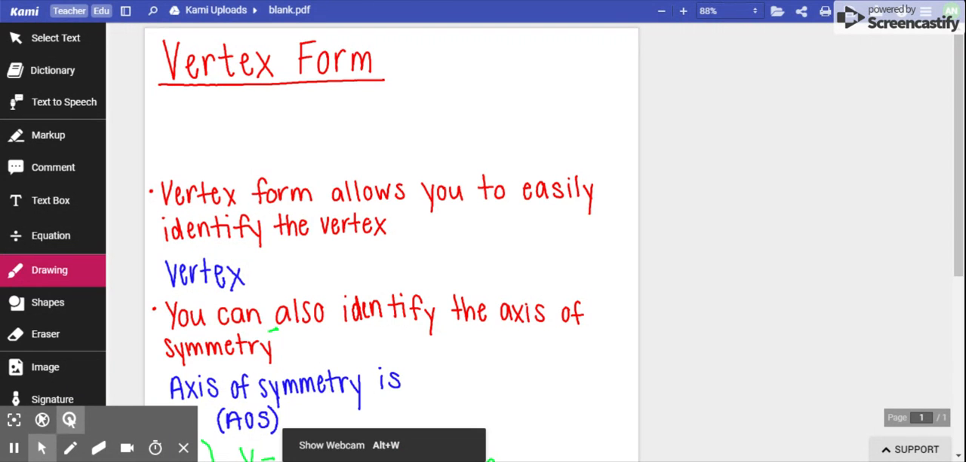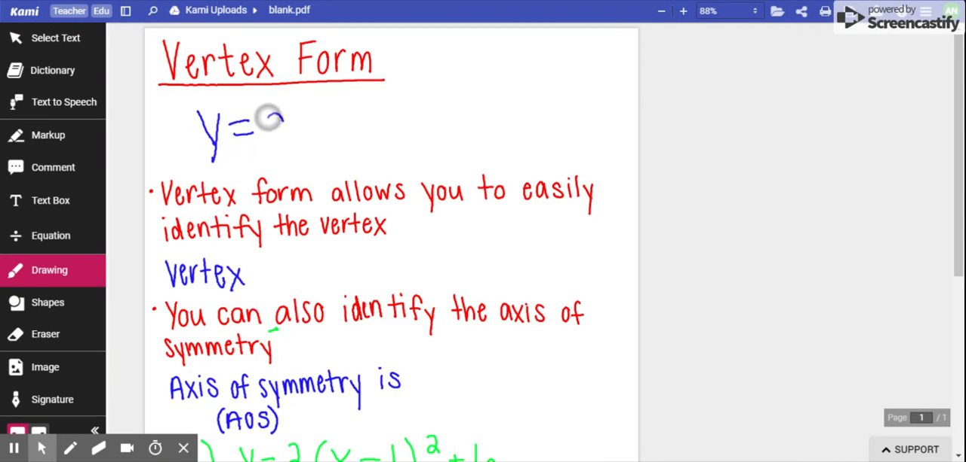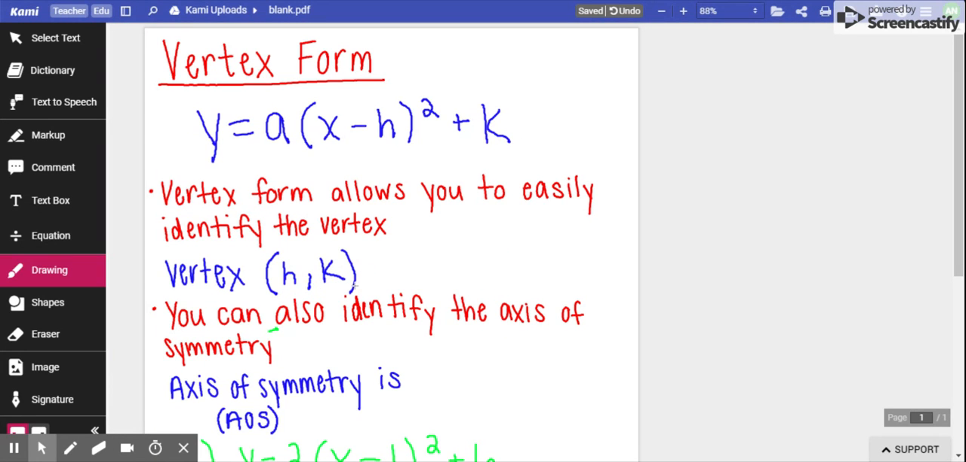Vertex Form is seen as this: y equals a(x minus h) squared plus k. If you remember back to the unit on transformations, a, h, and k should be pretty familiar to you. The vertex form allows you to easily identify the vertex of a quadratic equation. The vertex can be found from (h, k). So (h, k) gives you the vertex.